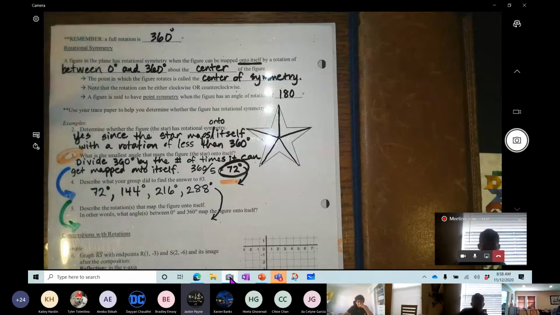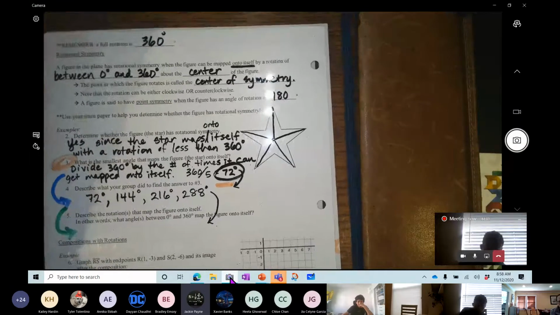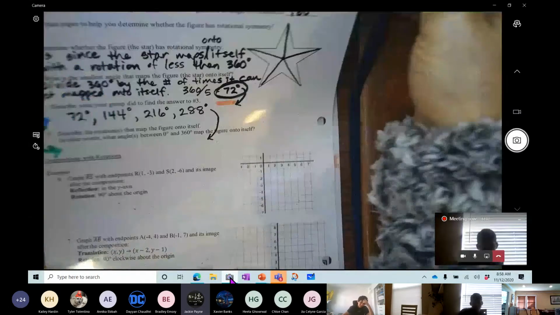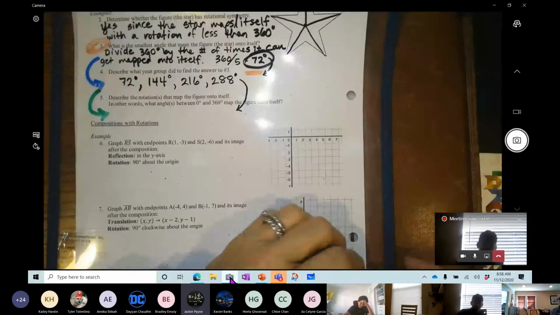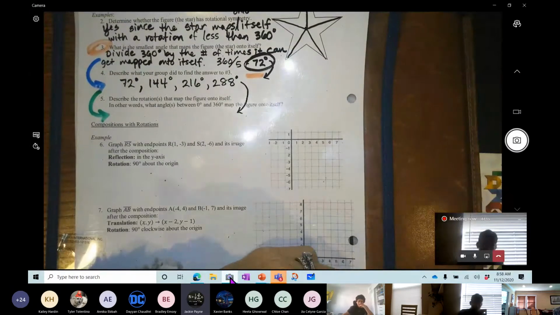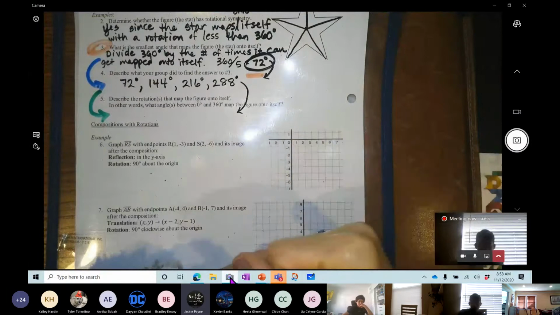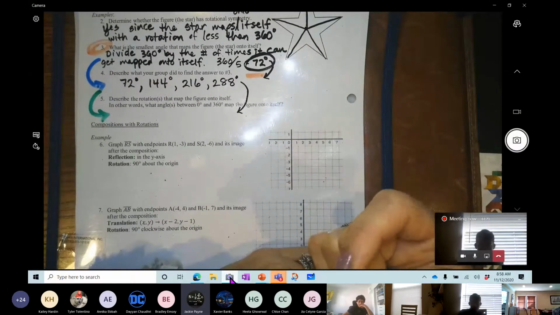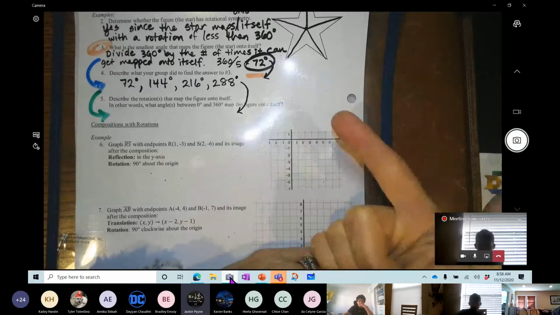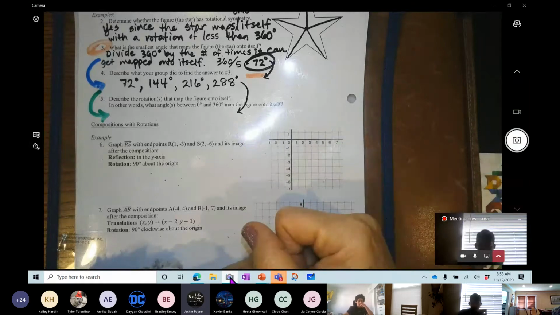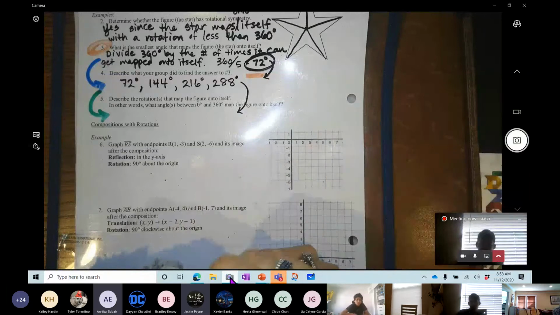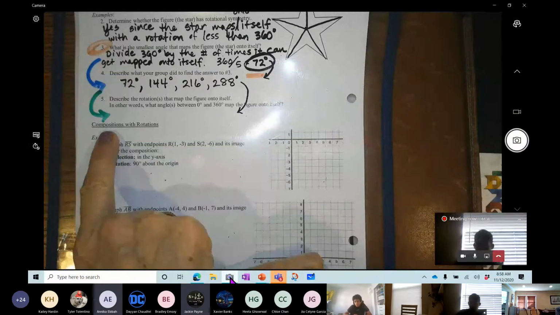Questions? Okay, so I'm going to try to finish up here with the last one, a composition with rotation. The only thing a composition means is that you're doing more than one transformation. So you could do a rotation with a translation. You could do a rotation with a symmetry flip, like a reflection. You could do a translation and a reflection and a rotation. And that's all that composition means.